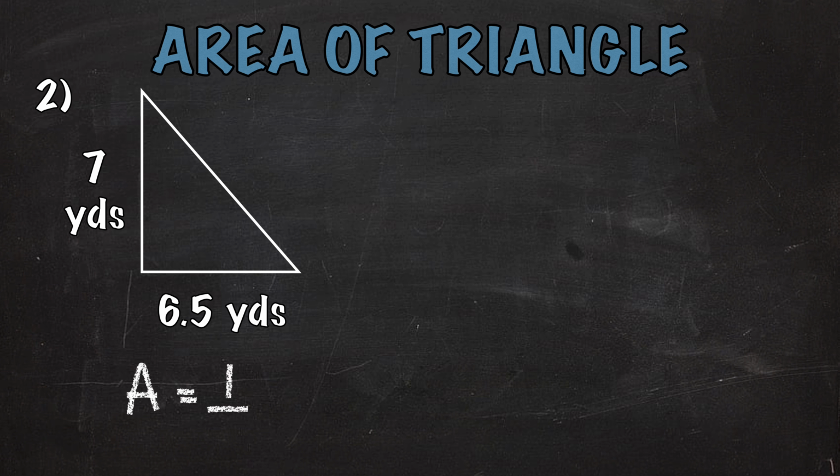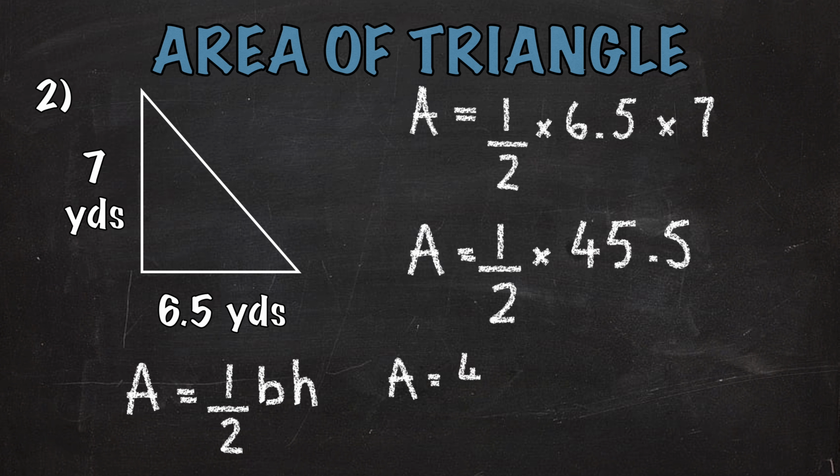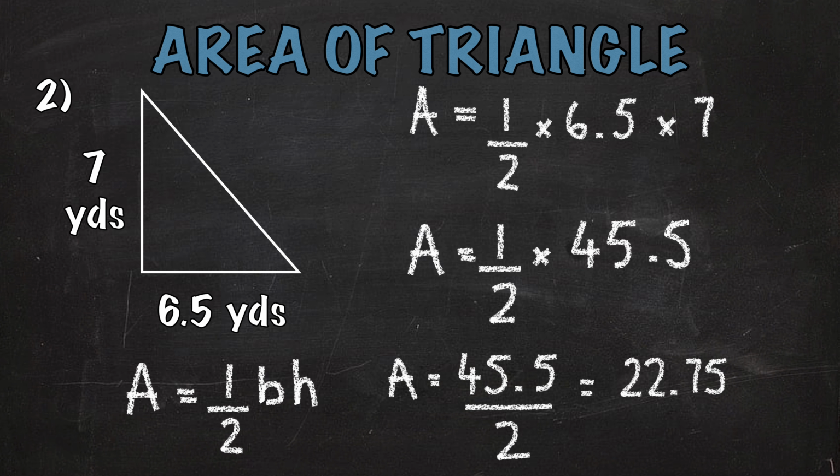A equals half base times height. Now we're going to substitute our base and our height. In this case, our base is 6.5 yards and our height is 7 yards. So A equals half times 6.5 times 7. This gives us an area of 45.5 divided by 2. So when we solve this, we get 22.75, and our units will be square yards. So our answer is 22.75 square yards.